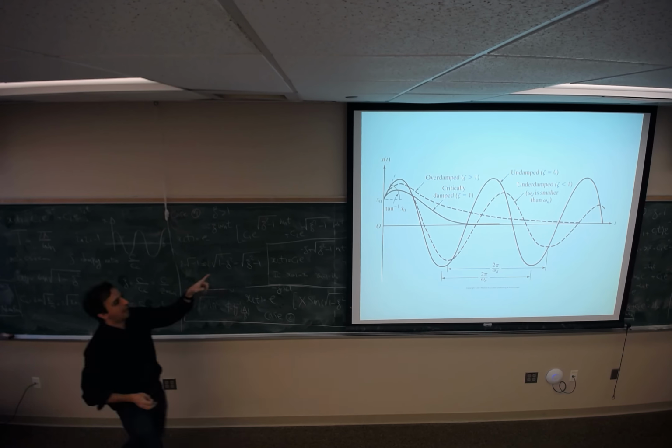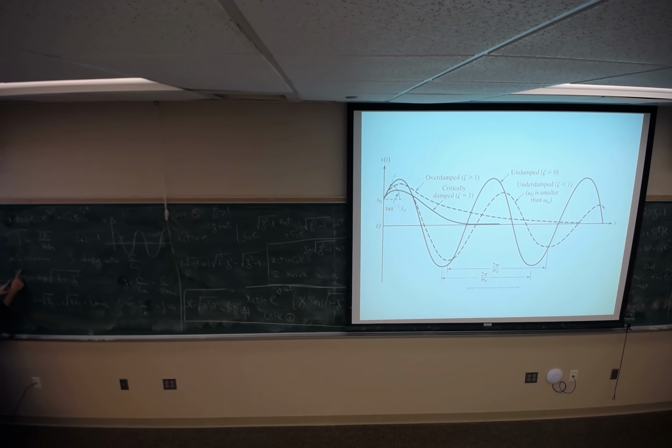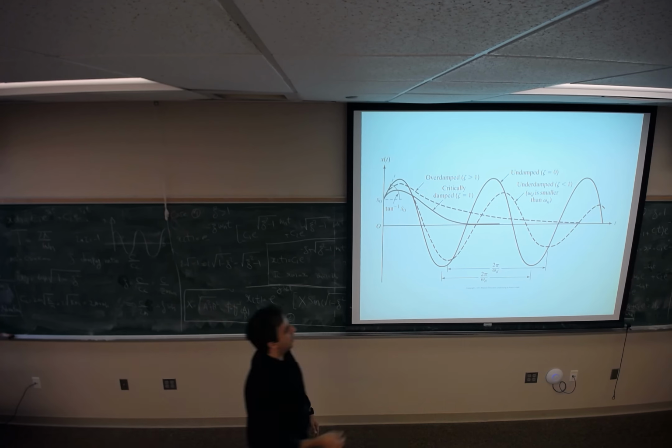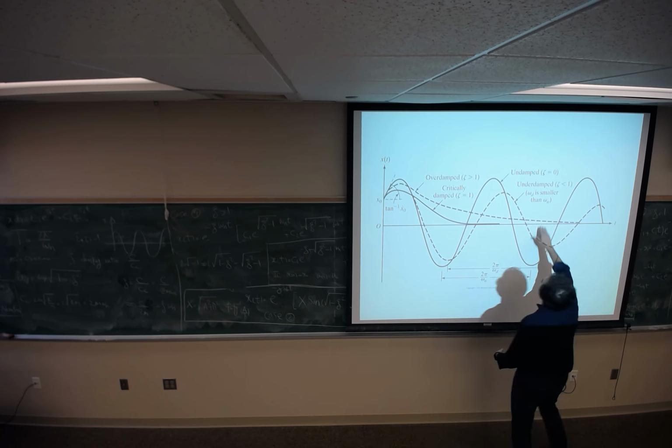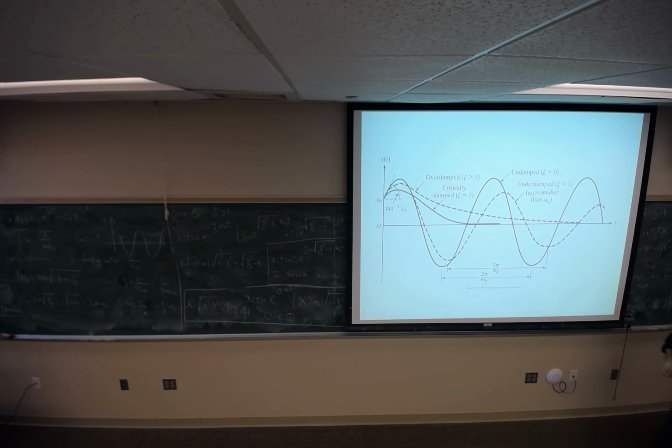And as you see, omega d is omega n times this square root. And since zeta is between 0 and 1, 1 minus zeta squared is going to be less than 1, multiplied by omega n is going to be less than omega n. So omega d is always smaller than omega n for underdamped. Make sense?